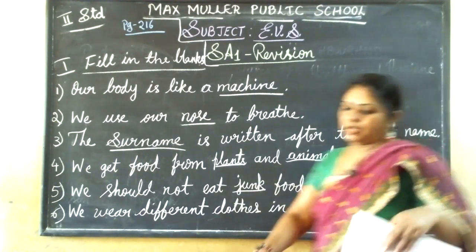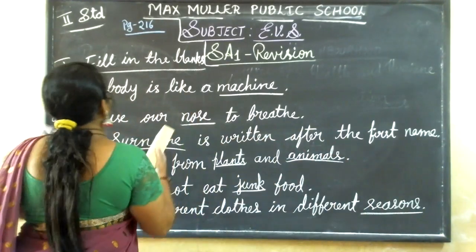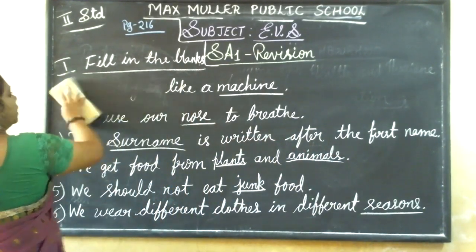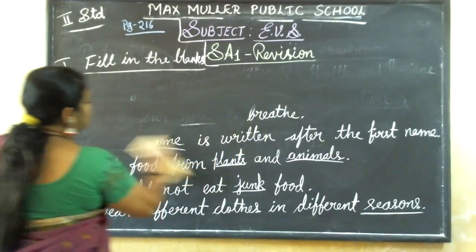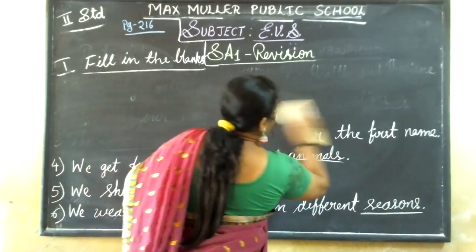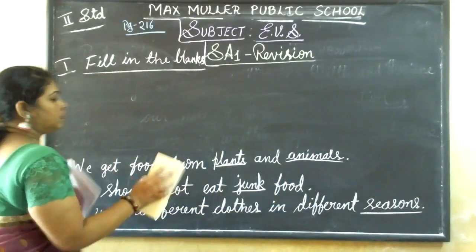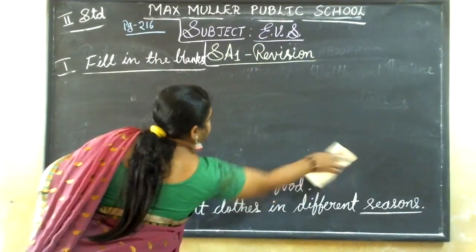Okay, children, now I'll erase this. Seventh one, I'll be writing down. You pause the video and copy down. Don't think that I'm rubbing now, you can't see. No, I had given time, no. That time you pause the video and you can write down.